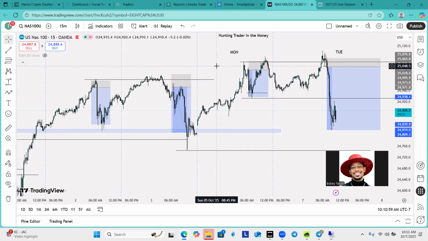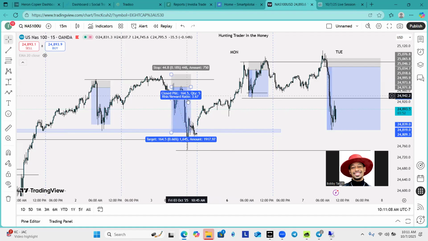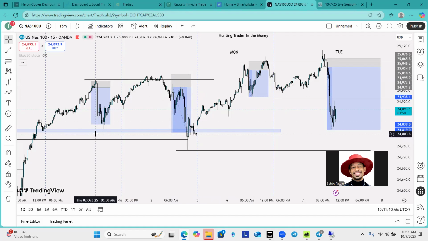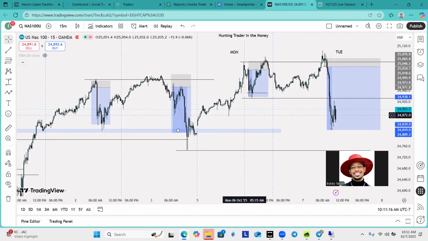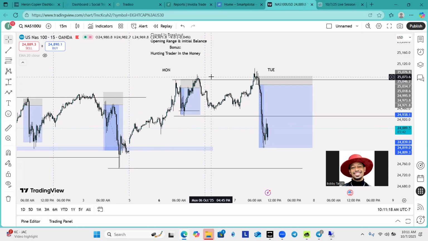So in less than 4 hours, price made this very aggressive move and took out the previous low. And this was an amazing trade setup. All right, so let me get into this week. Let me get into the setups that we caught this week.